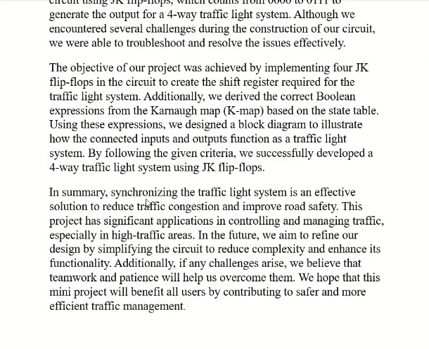In summary, synchronizing the traffic light system is an effective solution to reduce traffic congestion and improve road safety. This project has significant application in controlling and managing traffic, especially in high traffic areas. In the future, we aim to refine our design by simplifying the circuit to reduce complexity and enhance its functionality. Additionally, if any challenges arise, we believe that teamwork and patience will help us to overcome them. We hope that this mini project will benefit all users by contributing to safer and more efficient traffic management.